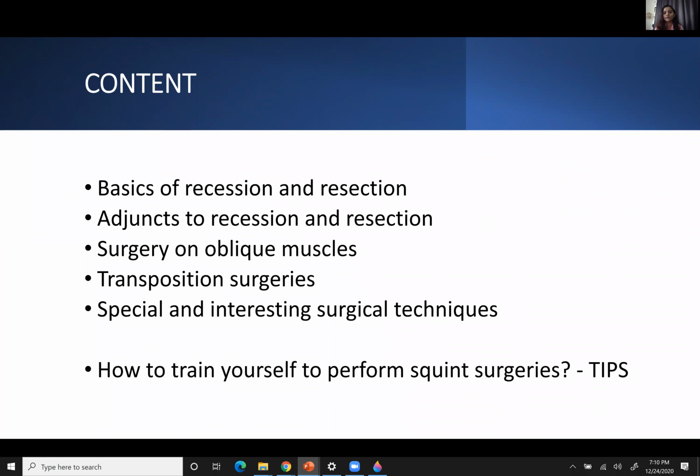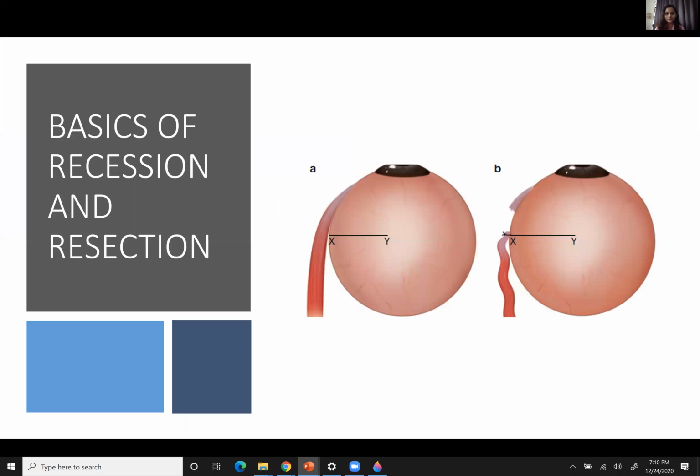First, we shall cover the basics of recession and resection, which is about 80 to 90% of the common squint surgeries that are done, and certain adjuncts to recession and resection, surgery on oblique muscles, transposition surgeries, special and some interesting surgical procedures, and how to train yourself to perform squint surgery. Certain tips I shall be giving at the end.